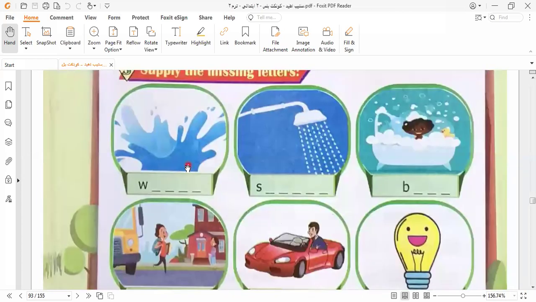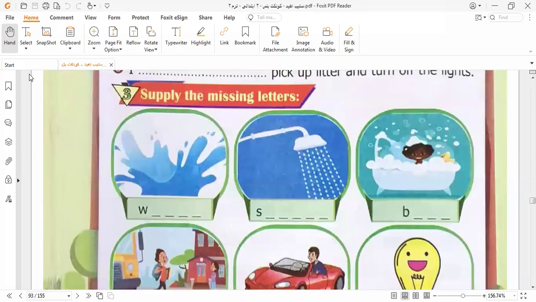Here is water. Here's water. It's shower. Bath.